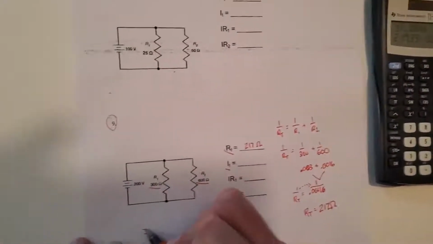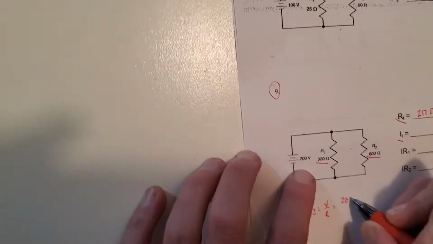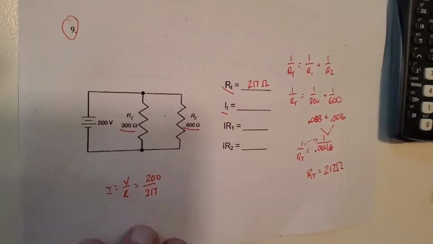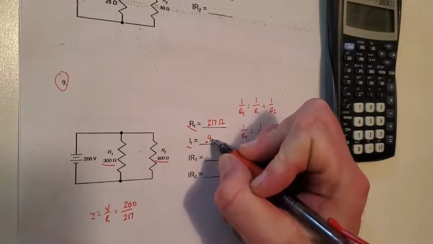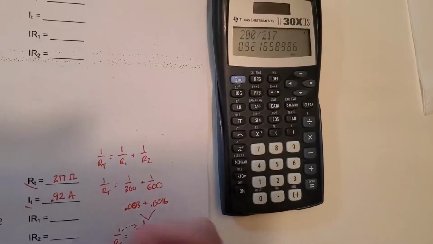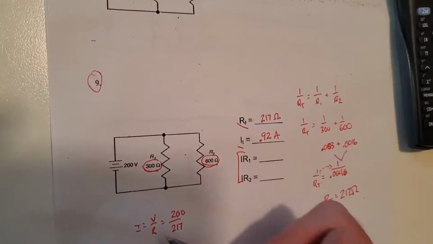I is V divided by R. Our V is 200 and our R is 217. So 200 divided by 217 is going to be 0.92 amps.